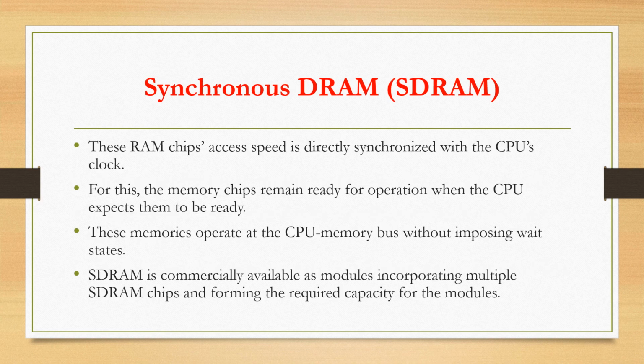In synchronous dynamic random access memory, also called SDRAM, the RAM chip's access speed is directly synchronized with the CPU's clock. In this, the memory chip remains ready for operation when the CPU expects it to be ready. These memories operate at the memory CPU bus without imposing wait states. And synchronous DRAM is commercially available as modules incorporating multiple SDRAM chips and forming the required capacity for the modules.